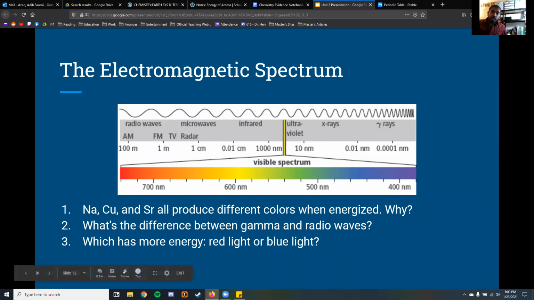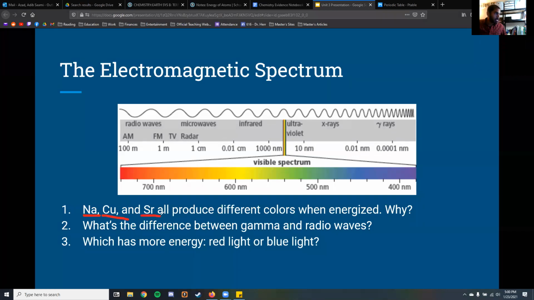Now, the idea here is that different chemicals, when lit up, when doing a flame test with them, like sodium, copper, and strontium, if you burn these elements, you get different colors. You get red for strontium, a little bit of orange for sodium, and a greenish blue for copper. And so they produce different colors when energized, and the question is why? Why would they do such a thing? If you were paying attention, the title of this section is The Energy of Atoms. So why do they produce different colors when energized? Because they produce different levels of energy.